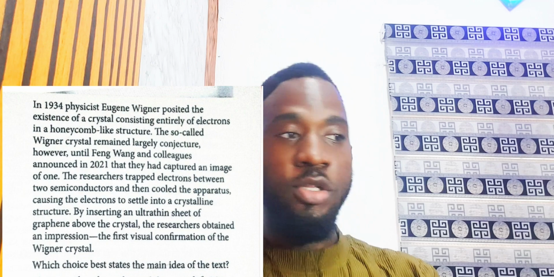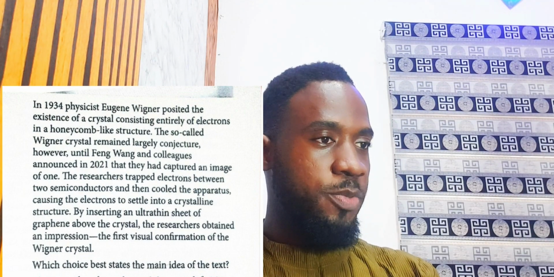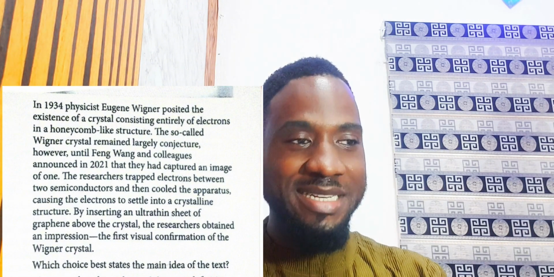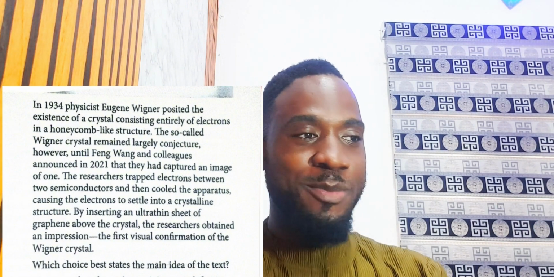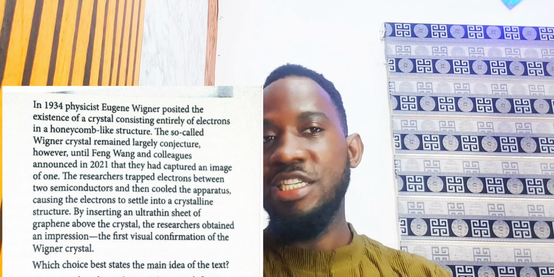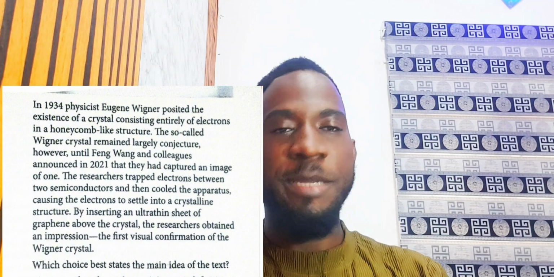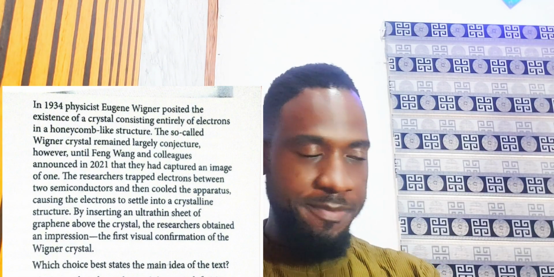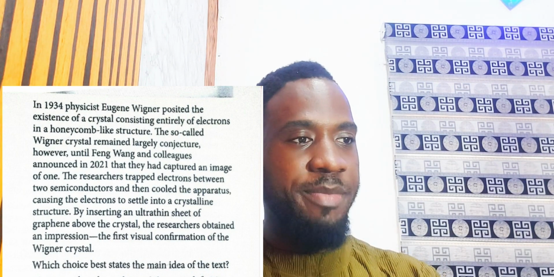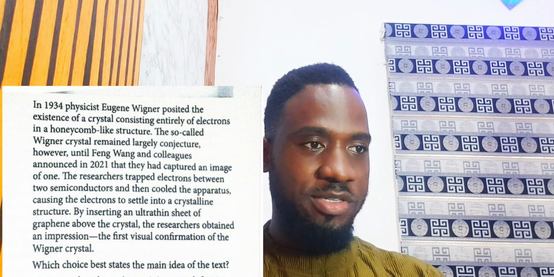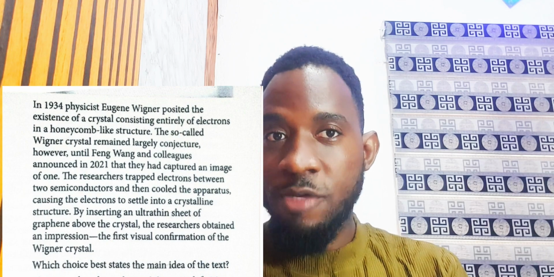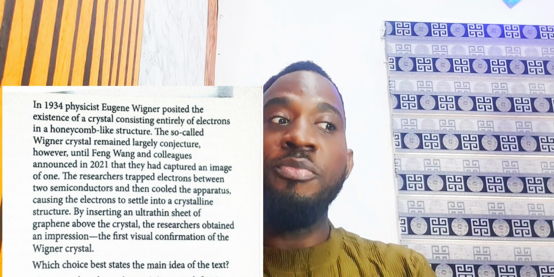stance happens to be a conjecture until these people, Feng Wang. You would have found that I like to just skip through names or fill in with vague words, blah blah blah, because when the name is not an essential detail, I like to skip through it so it doesn't waste reading time. So Feng Wang and colleagues announced in 2021 that they had captured an image of one crystal. So you see, there is no drift yet. Wiener posited the existence of a crystal, and there is some sort of confirmation to that.